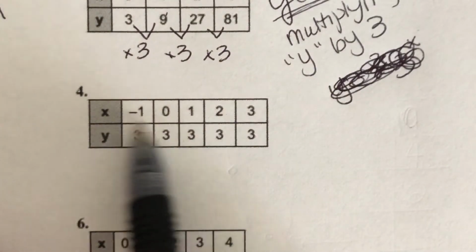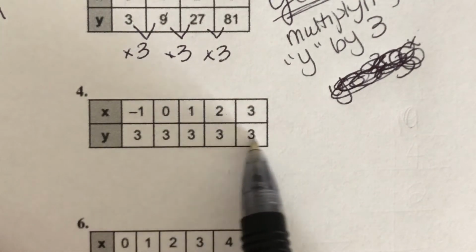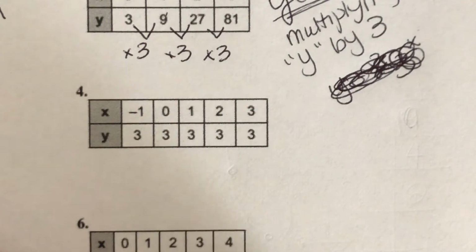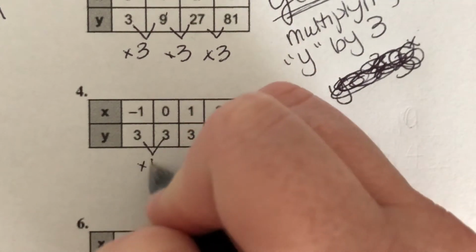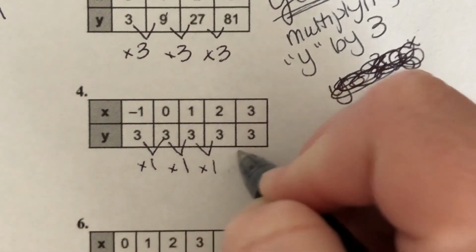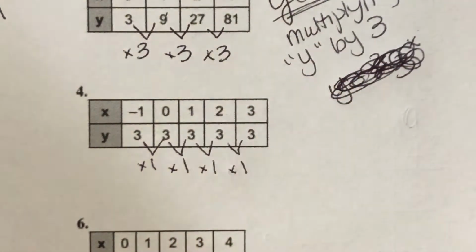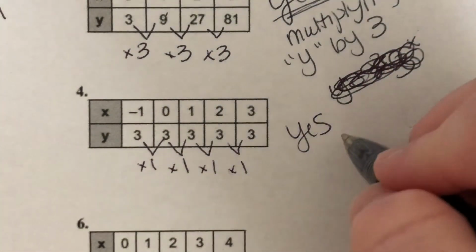We want a constant rate of change in the x's, and then we're examining the y's. So this is going up by 1, great. These aren't going up by anything, right? So I guess you could say I'm multiplying by 1 over and over. Here to here, I multiplied by 1. Here to here, I multiplied by 1. Here to here, I multiplied by 1. So I am doing the same thing over and over here. So I could say absolutely this is exponential. Yes.